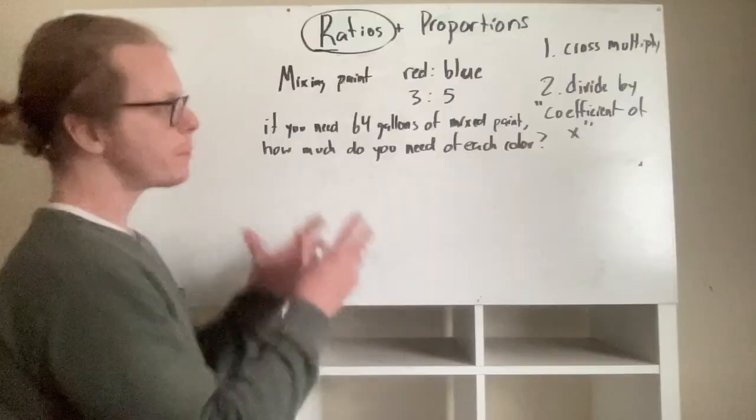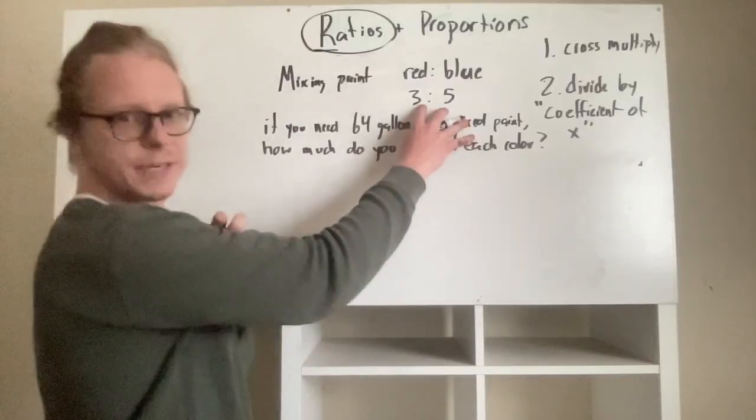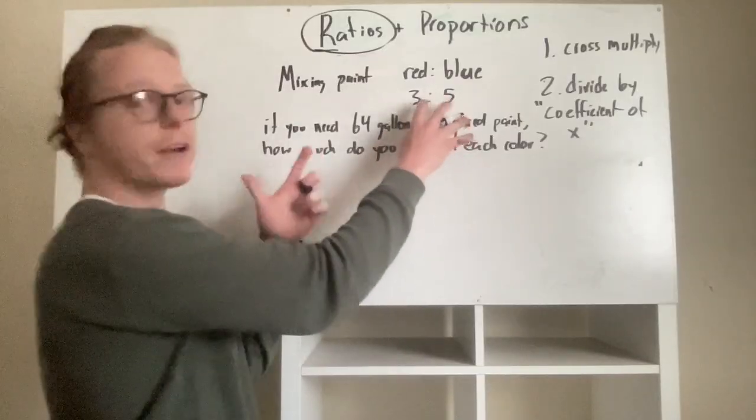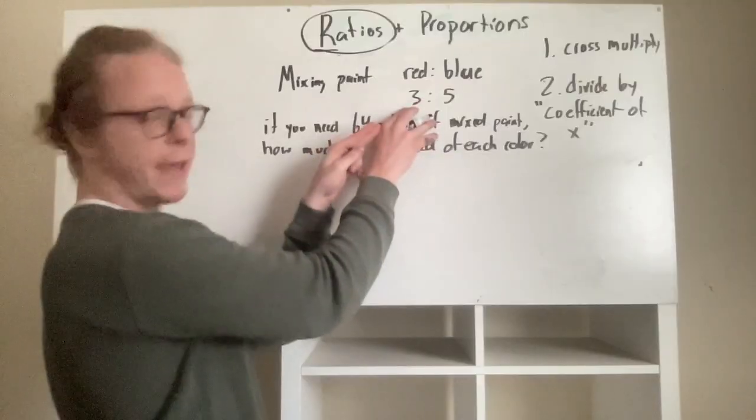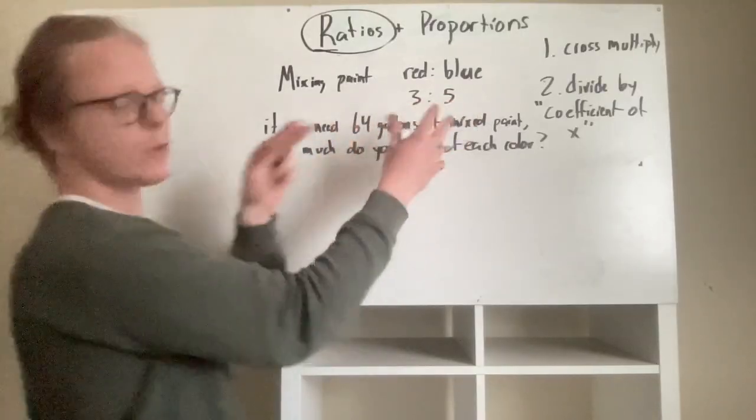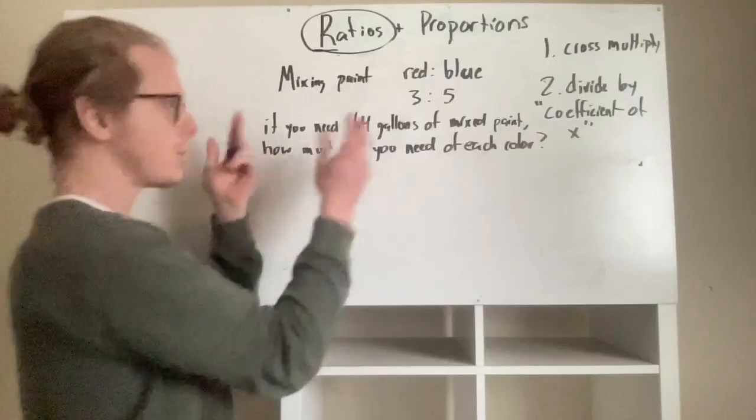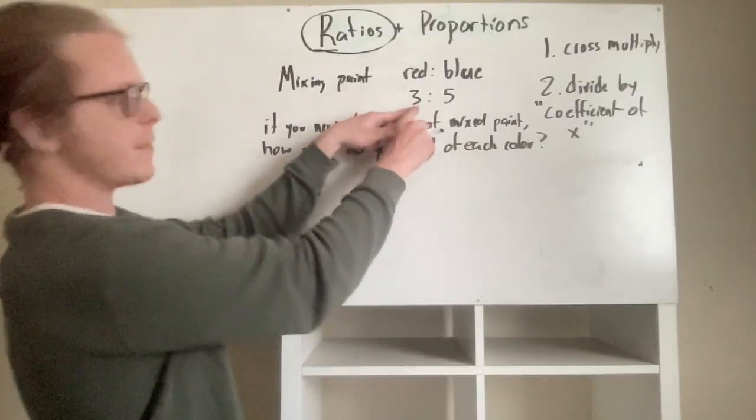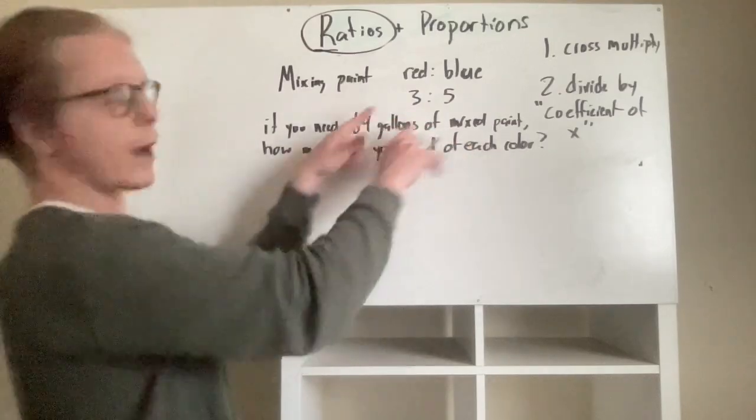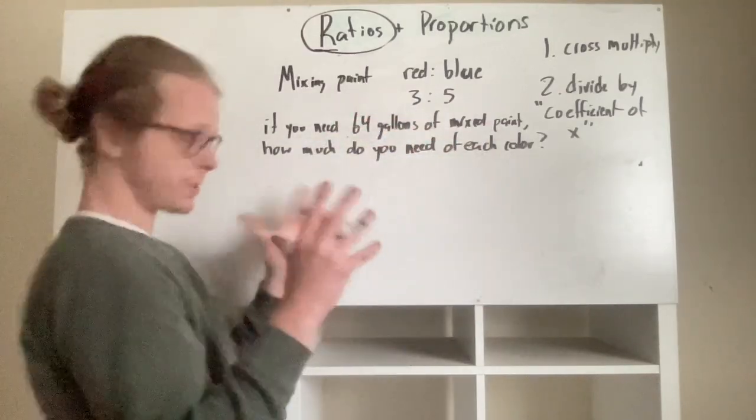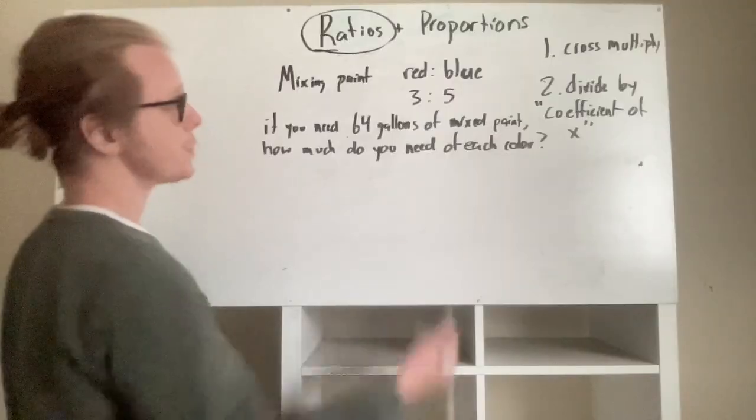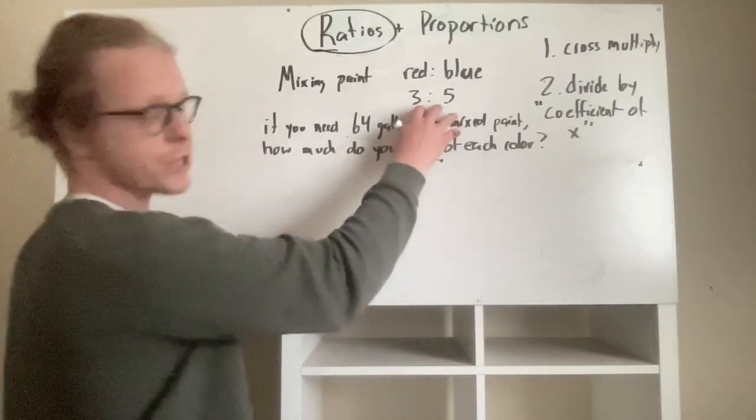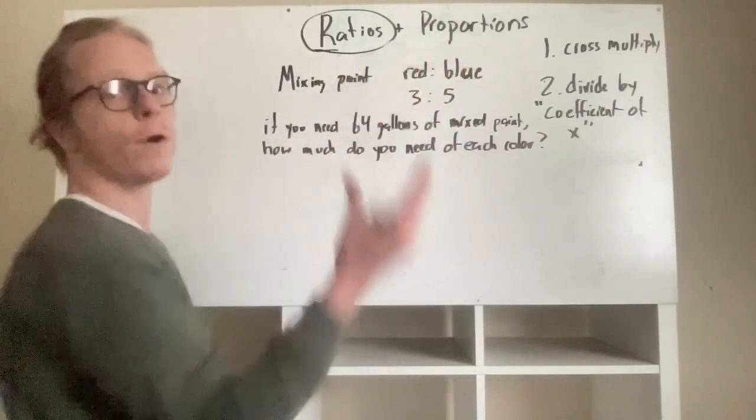The hard part here is that the ratio is comparing the red paint to the blue paint, but it's sort of hiding from us the total. They didn't tell me how much red paint I'm going to need or how much blue paint I need. They just told me the total amount of paint that I need. So we need to think about this ratio relative to the whole.